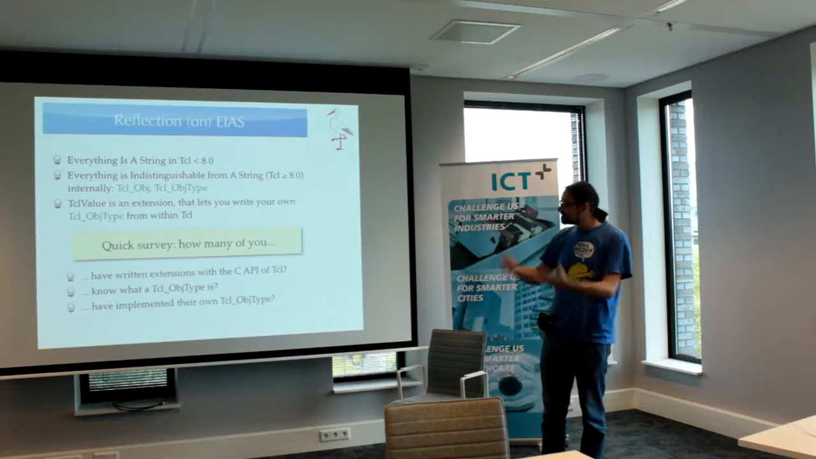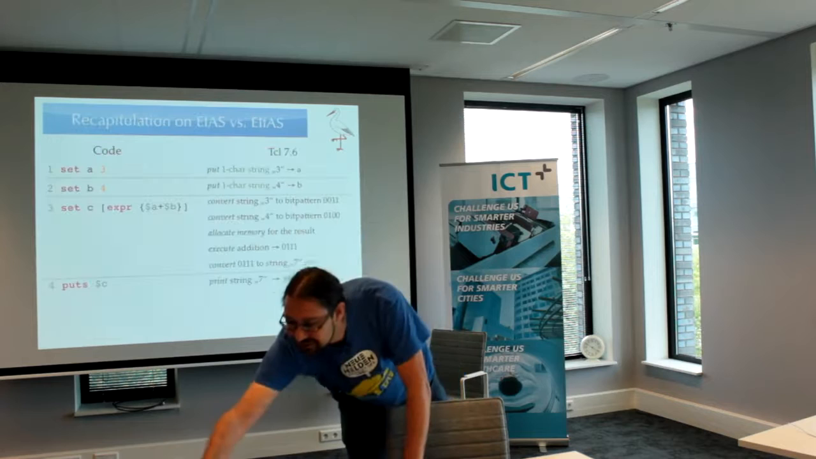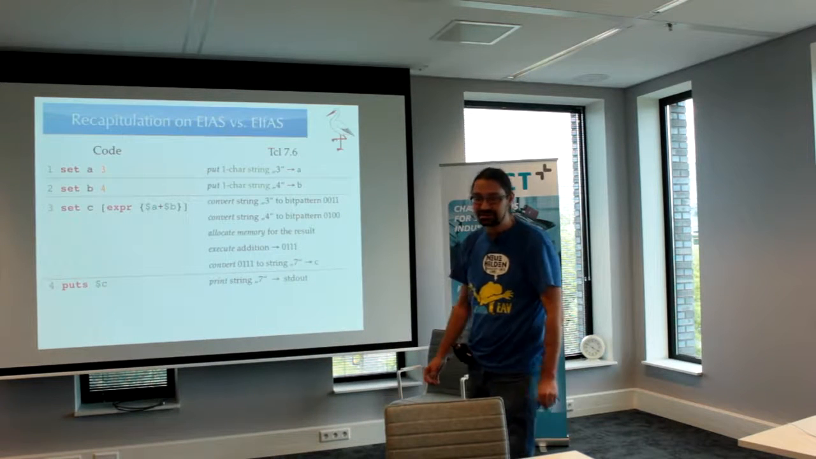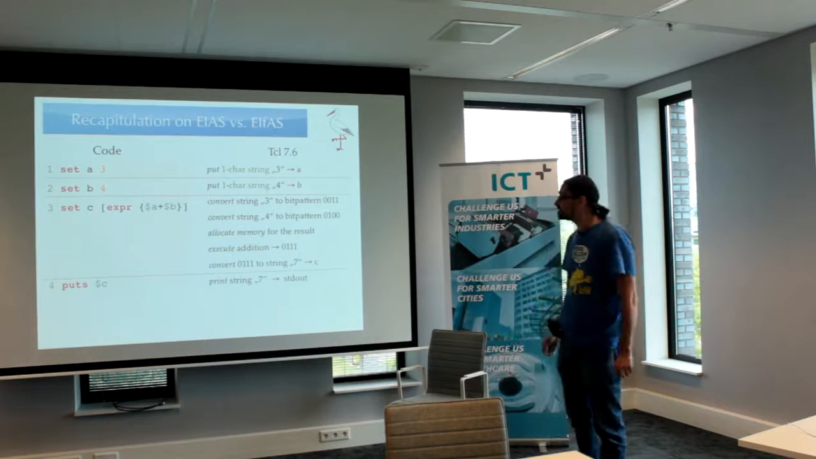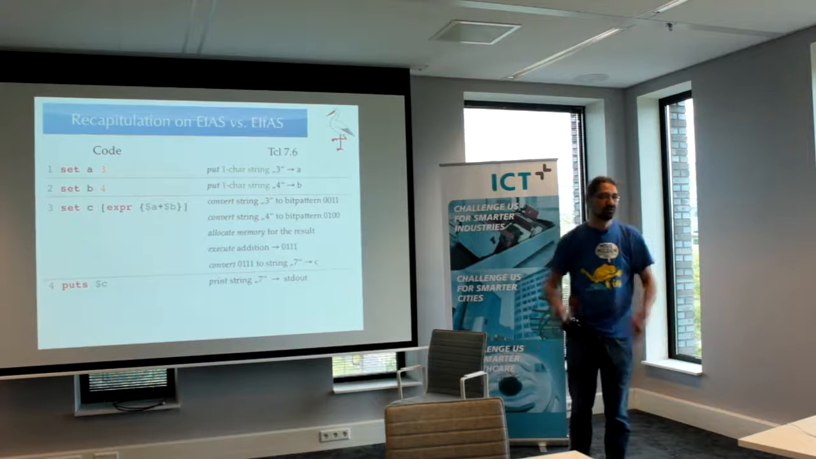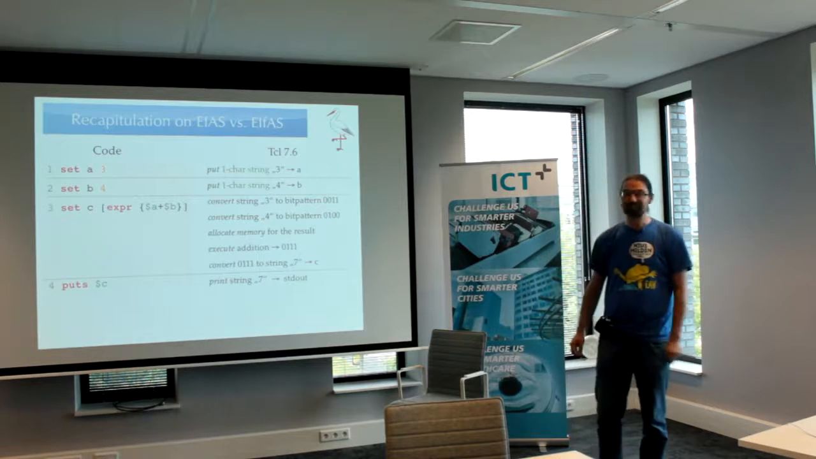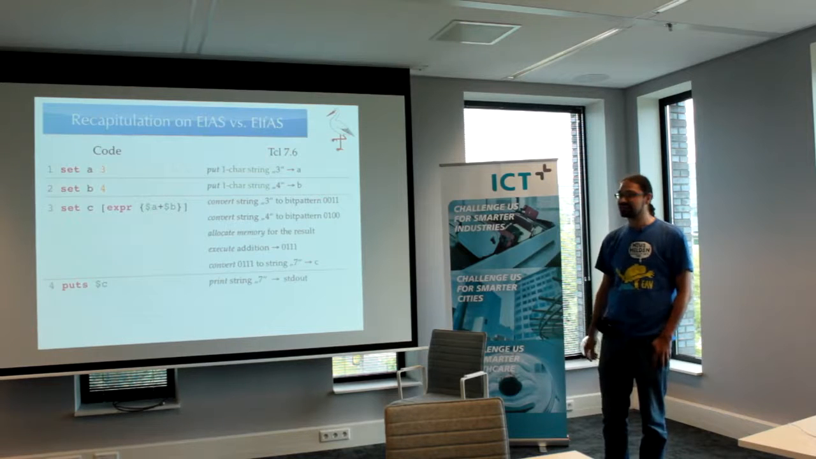But still, there are a lot of people who know what the Tcl object type is but have never done their own. The reason, I think, is that you have to go to the C level, and it's hard to get it correct with the reference counting and everything. When you do that, typically your Tcl will crash very often while developing this stuff. And that's why I did the Tcl value extension.